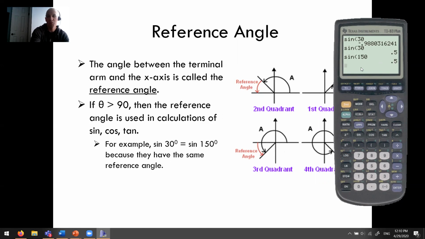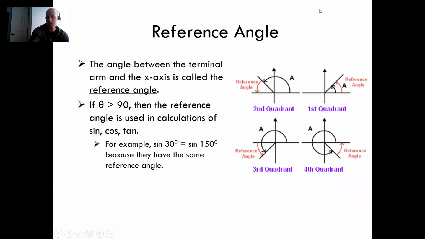They share the same reference angle, because when you're doing a 150-degree angle, which might be like that, there's 150. The reference angle here would be 30. And the two always have to add up to 180, if that's not obvious.